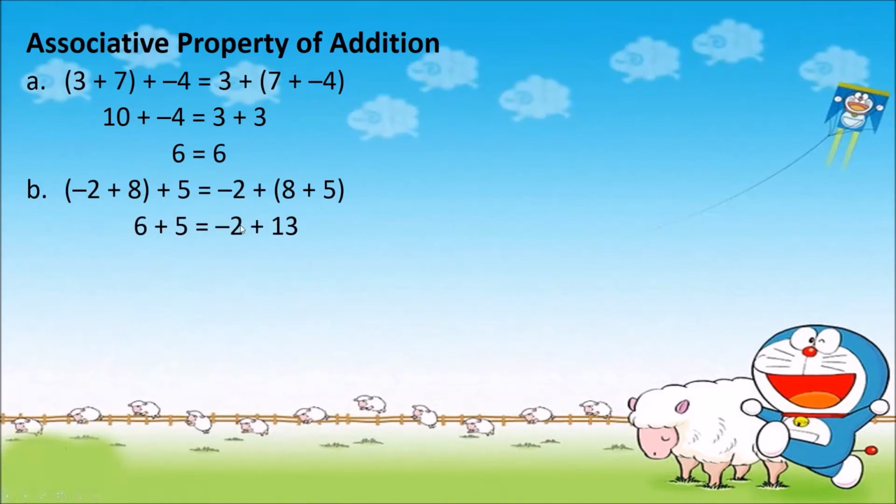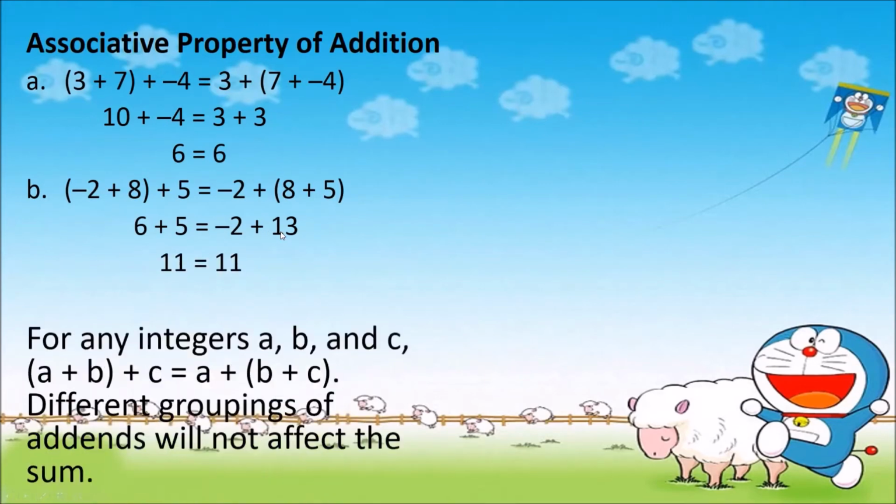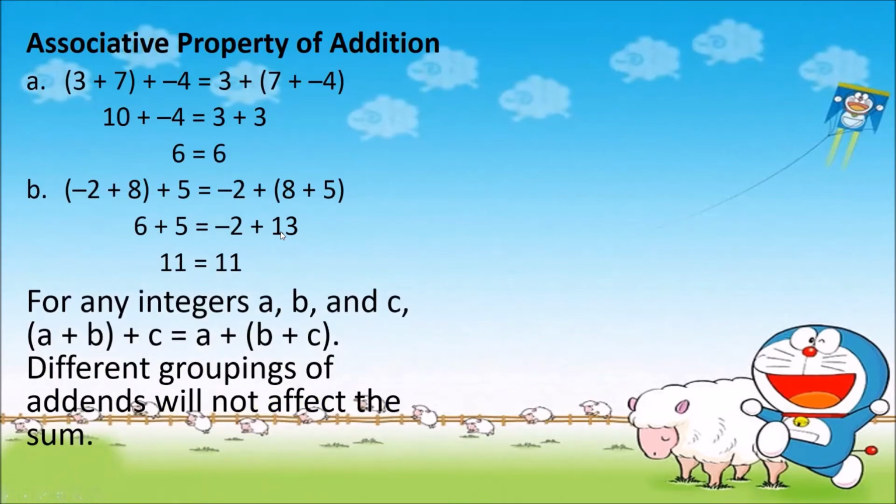Bring down negative 2 plus the sum of positive 8 plus 5 is 13. And 6 plus 5 is 11. Negative 2 plus 13 is also 11. Therefore, for any integers a, b, and c, the quantity a plus b plus c is equal to a plus the quantity b plus c. Different groupings of addends will not affect the sum. And that is associative property of addition.